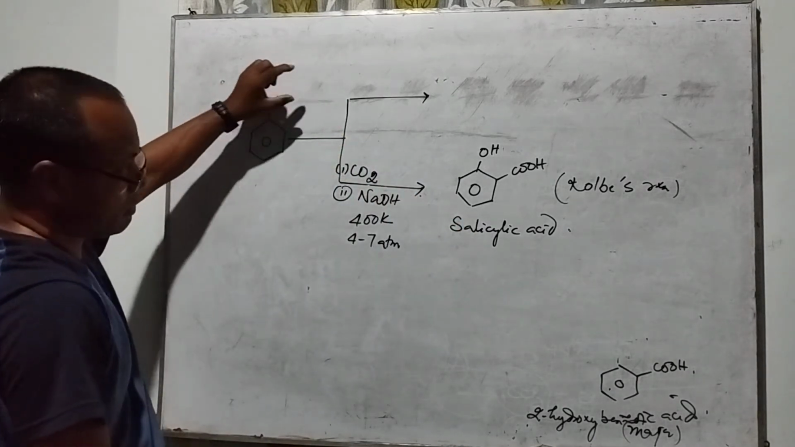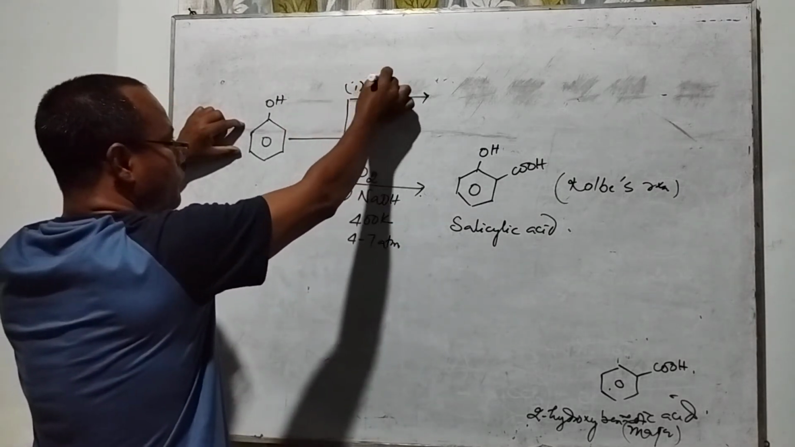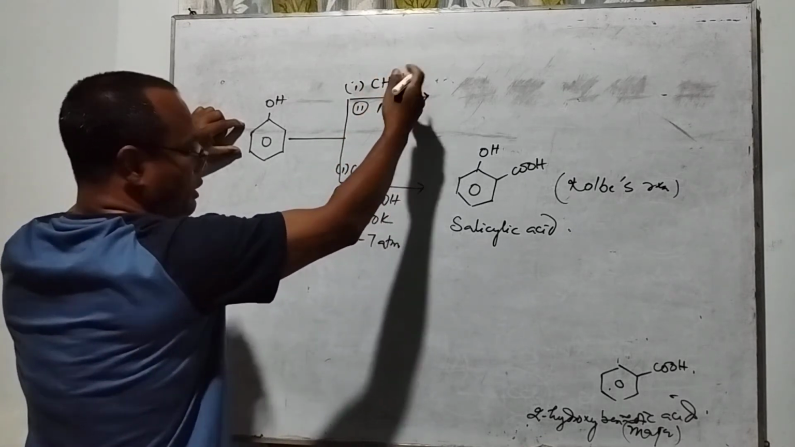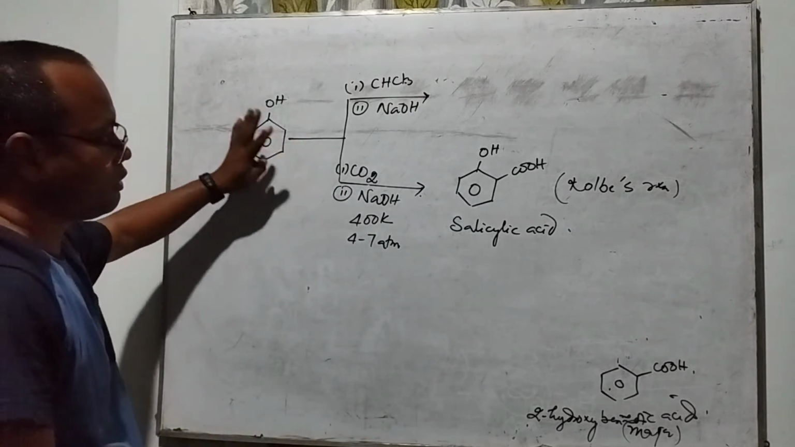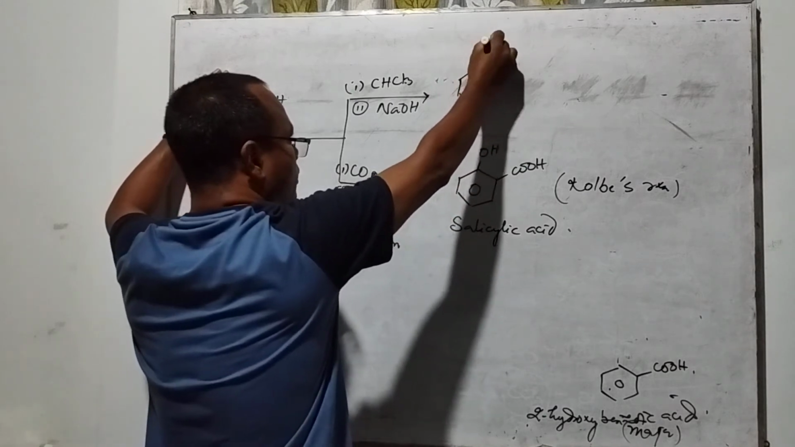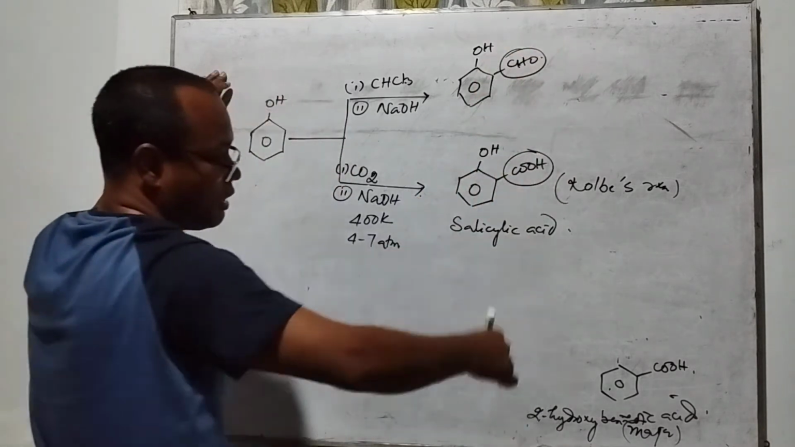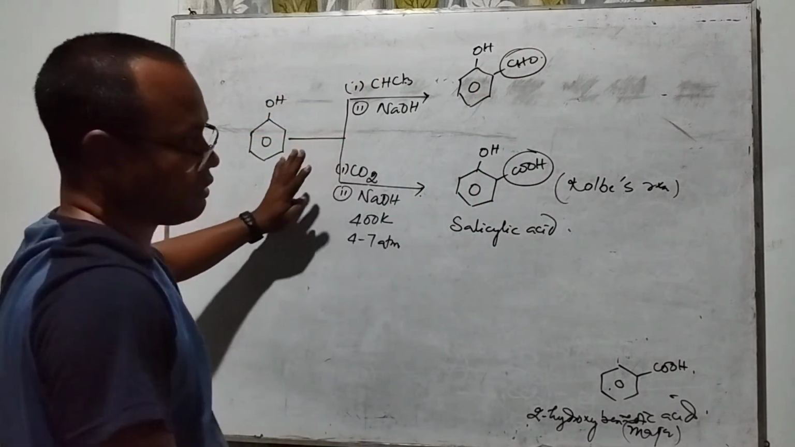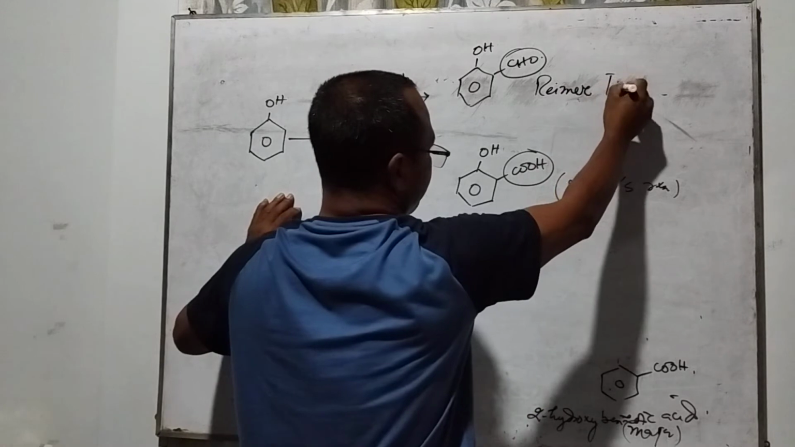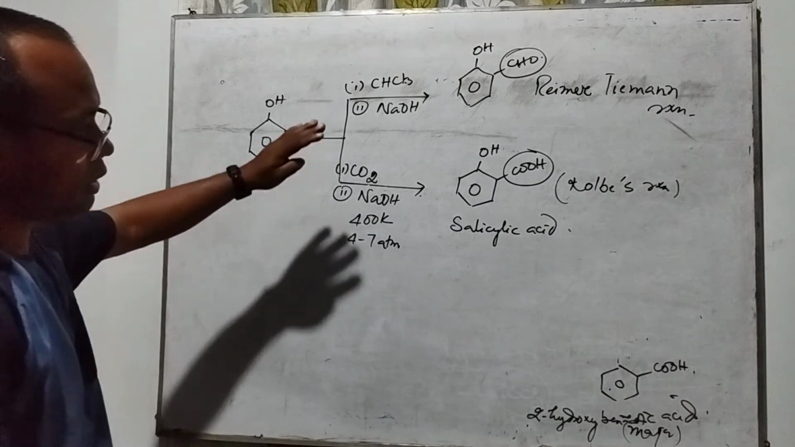Now another method is here, right? In this reaction, when phenols react with chloroform in presence of sodium hydroxide, followed by acidification, what was the product found here? You remember, that is the aldehyde, not an acidic group. Here it is aldehyde. Understand? So what was the name of the reaction? That is the Reimer Tiemann reaction. This is the difference from the Kolbe reaction.